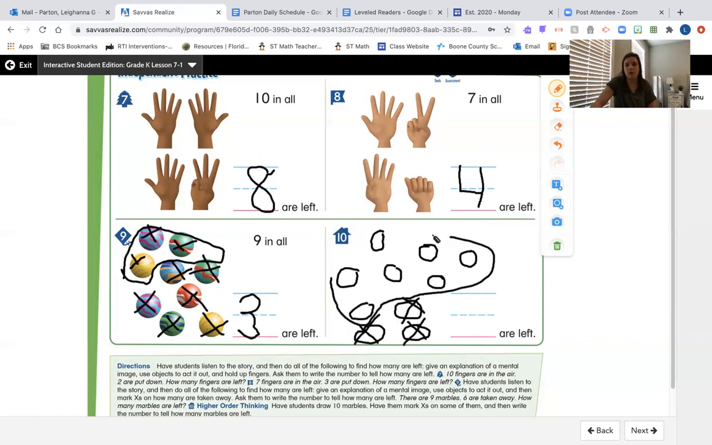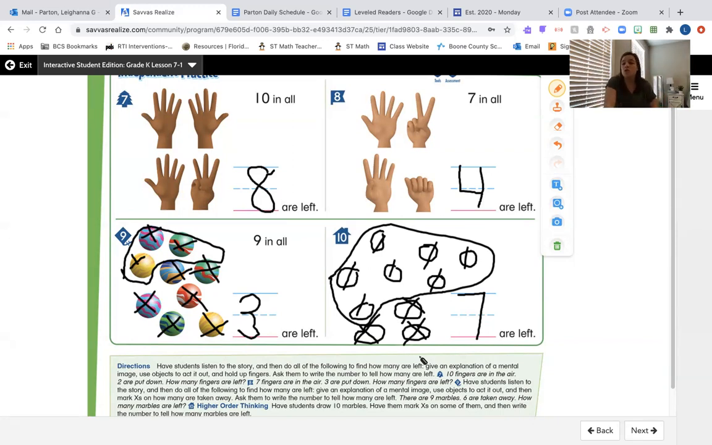I'm going to circle my leftovers now. And now I'm going to count how many I have in my circle. 1, 2, 3, 4, 5, 6, 7. So I have 7 left over. So I just showed I have 10 marbles. I took 3 away. 1, 2, 3. And now I have 7 left over. 1, 2, 3, 4, 5, 6, 7.